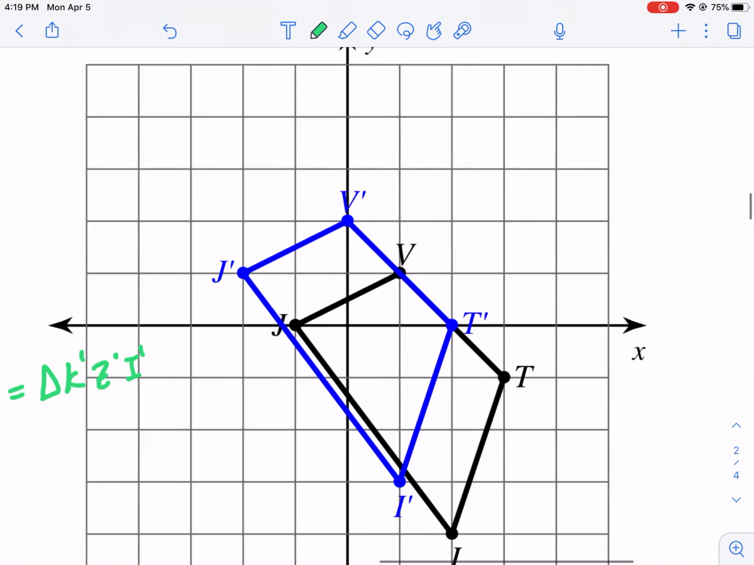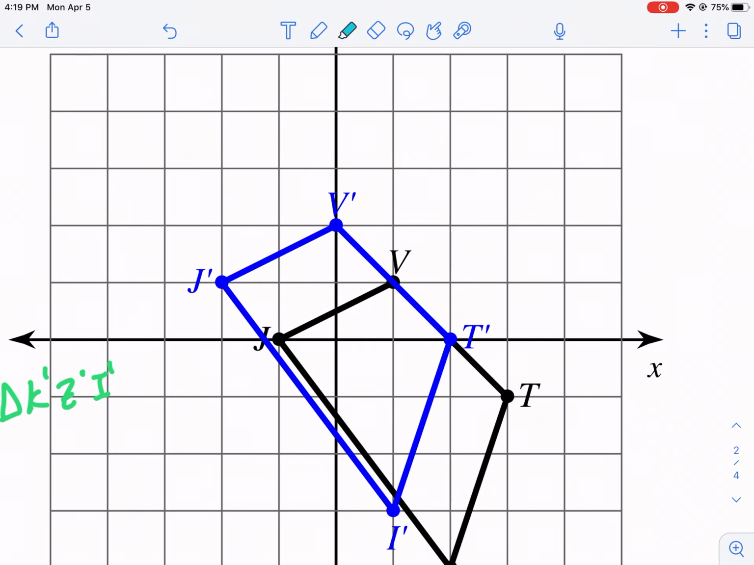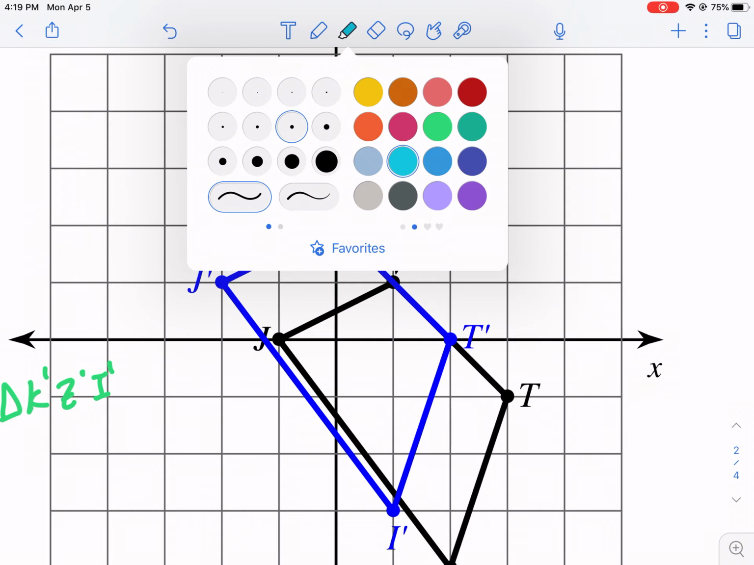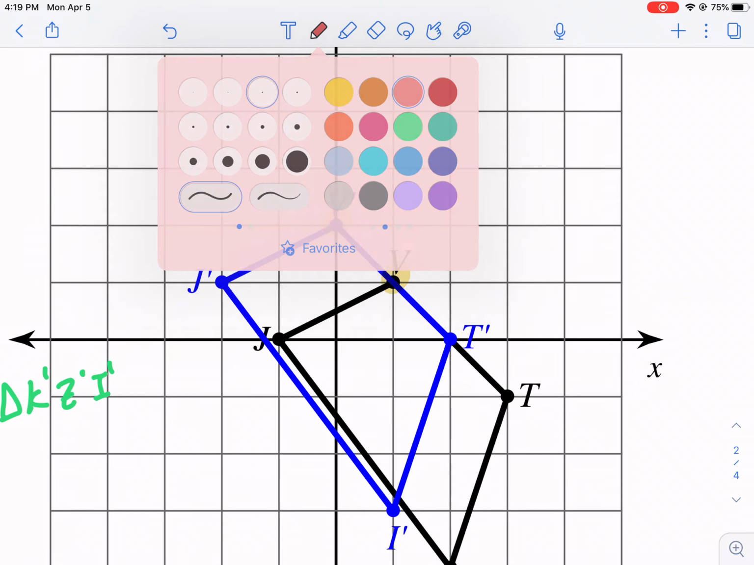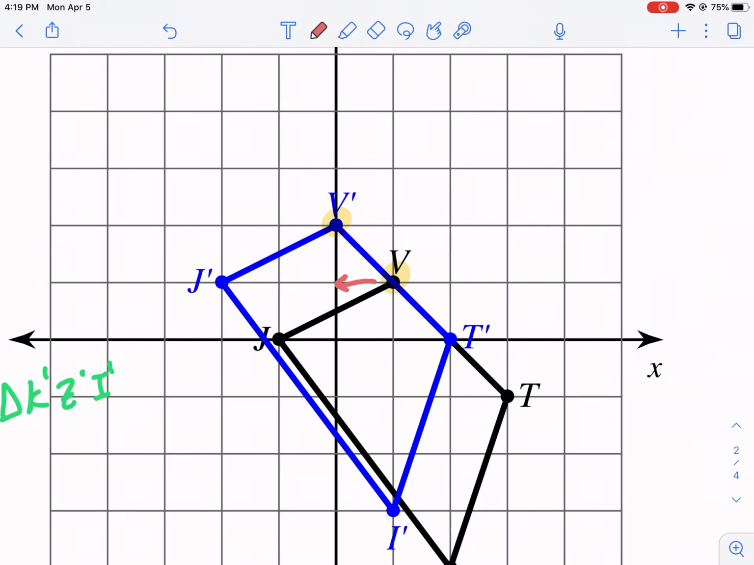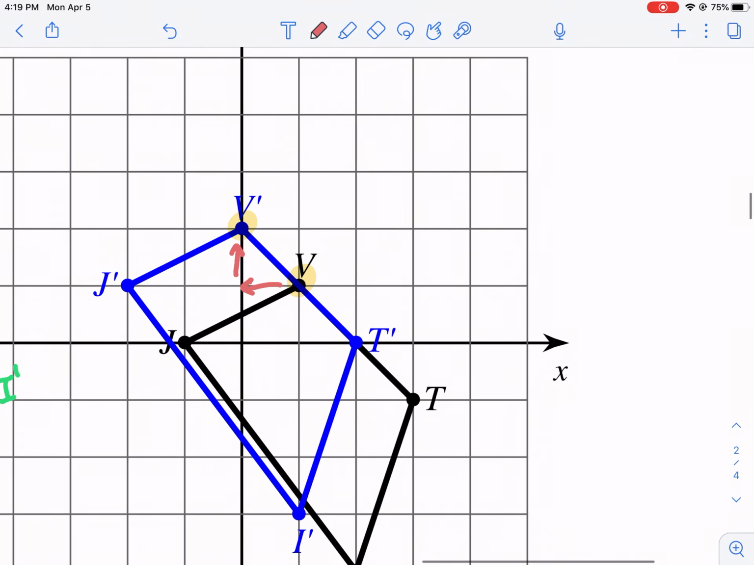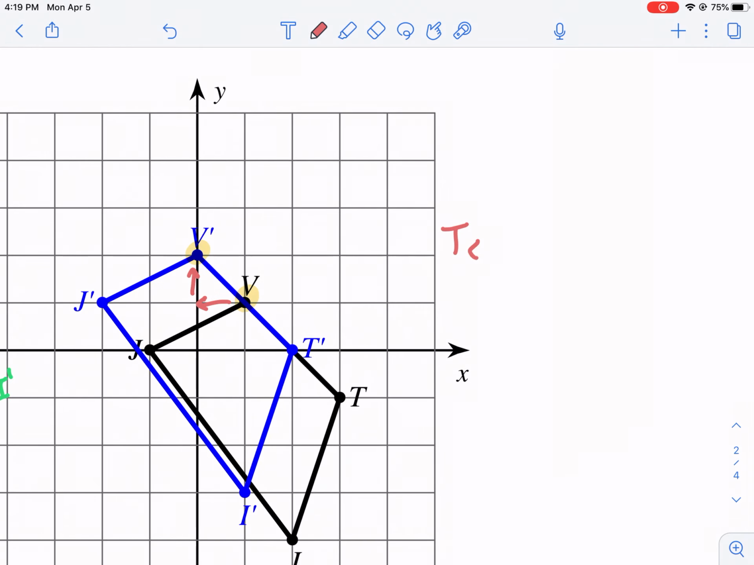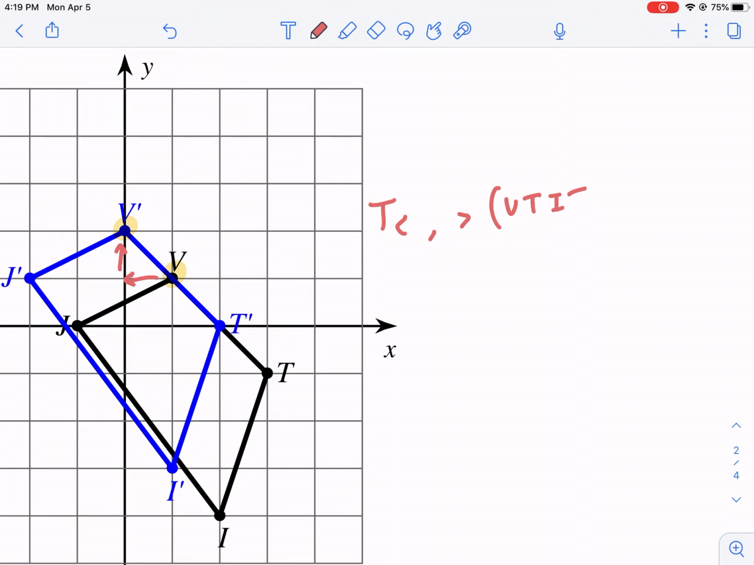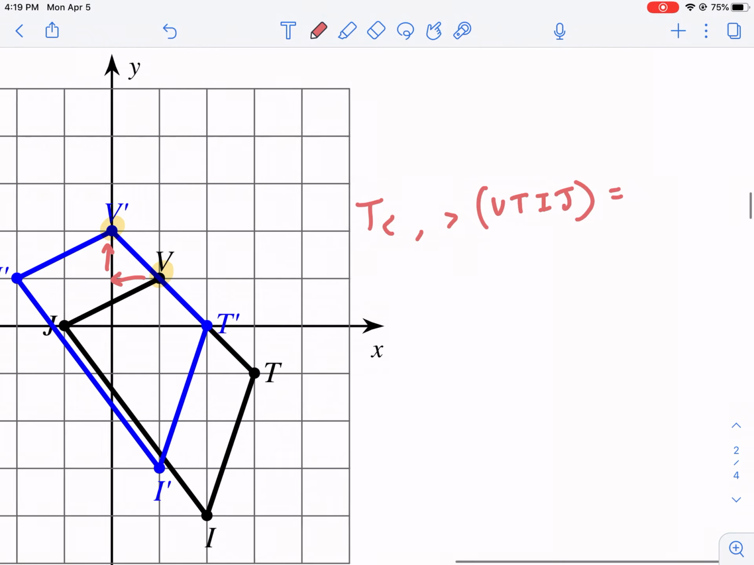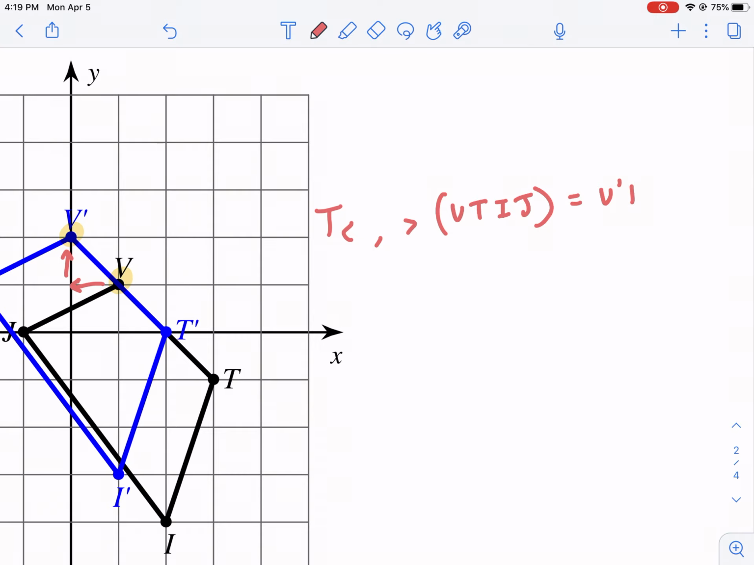So let me show you another one just so you can get the hang of it. Here we're going to concentrate our efforts on V and V prime. Again, we just need the corresponding vertices there. So we see that we go left 1 unit and then we go up 1 unit. So we're doing a translation because it's a slide. We have the brackets and we're going to put our x value and y value there. And then this time the shape in parentheses is V, T, I, J. That's our shape. And then if we wanted to, we could put it like this, shape V prime, T prime, I prime, and then J prime.